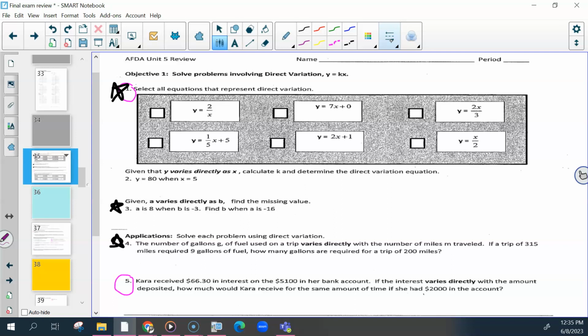So with this, we are on direct variation. In order for it to be direct, it needs to look like this format: y equals kx, similar to your slope-intercept form, but your b is always 0.